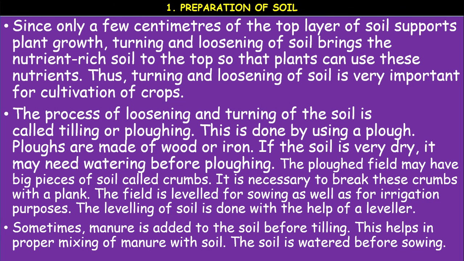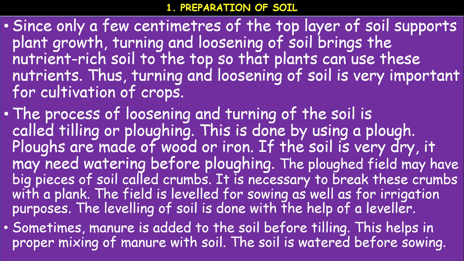Okay, children. So, sometimes the manure is added to the soil before tilling. So, this helps the proper mixing of the manure with the soil. The soil is watered before sowing. Okay? The process of loosening and turning the soil is called tilling or ploughing. It is carried out by using a wooden or iron plough, which is pulled either by animals or by tractor. The iron plough is more popular these days.